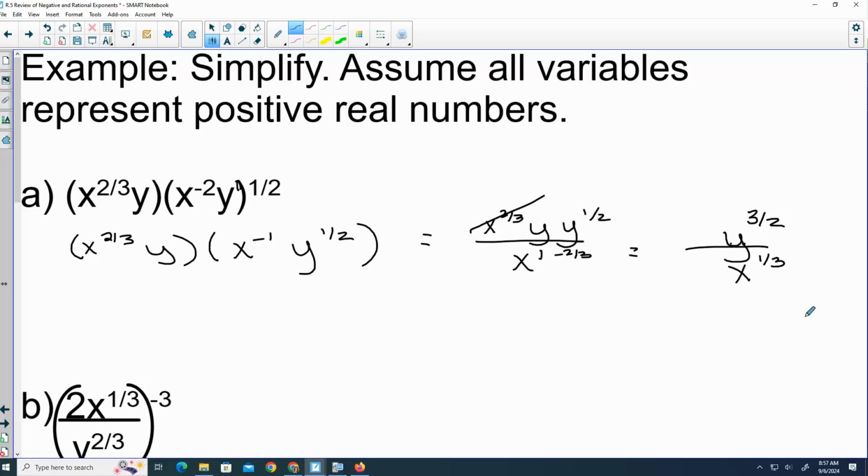All right, now we can certainly do more with this if we wanted to change it all to radicals and work with those, but our directions were just to simplify this. Okay, it never said that my final answer had to be written in radical form. So this is okay. We can leave our answer like that. Let's try another one.